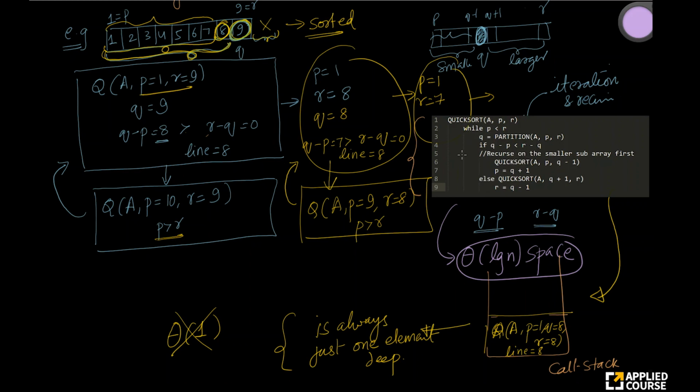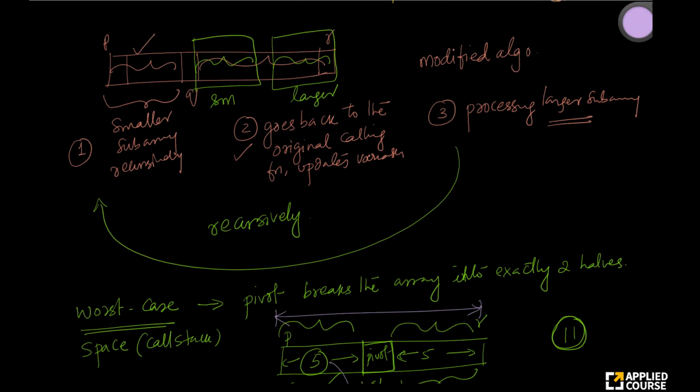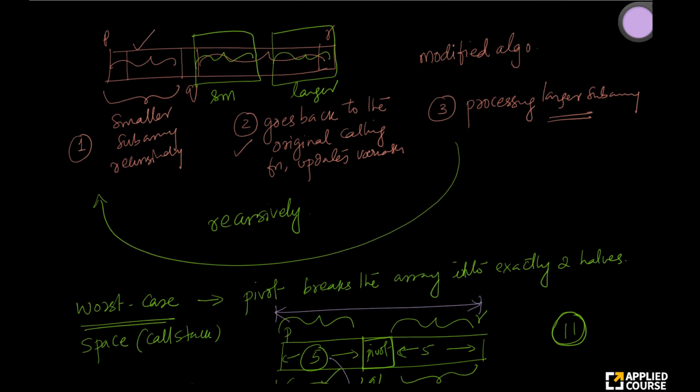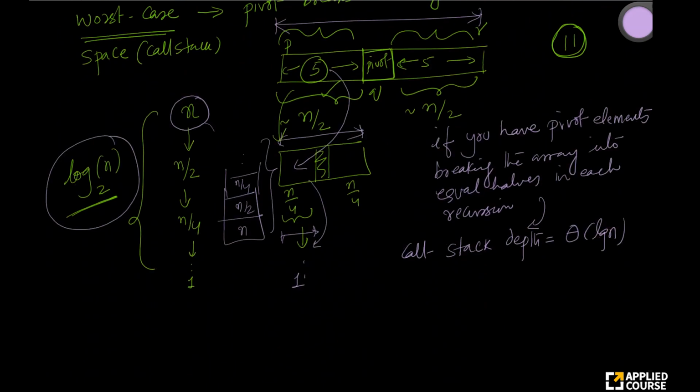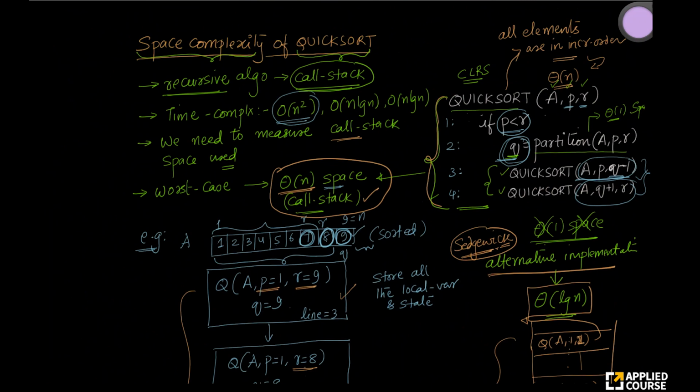The worst case of this, in terms of space, will happen if your array constantly keeps breaking into halves, right? In that case, your maximum depth will be theta of log n, right? So this is a very, very interesting aspect of call stacks. This whole thing that we learned about space complexity of Quicksort, this is very interesting.